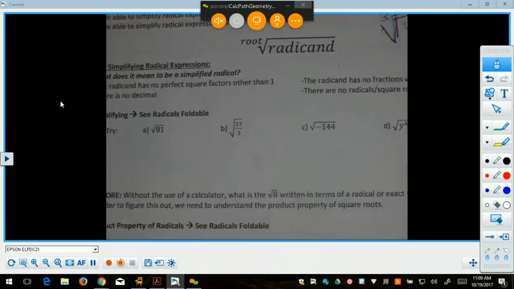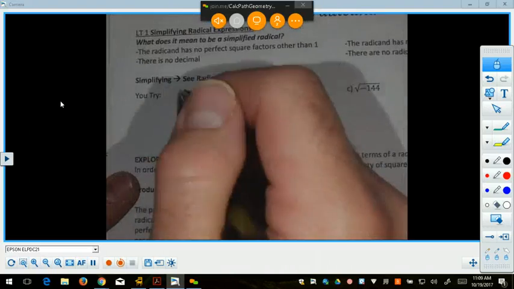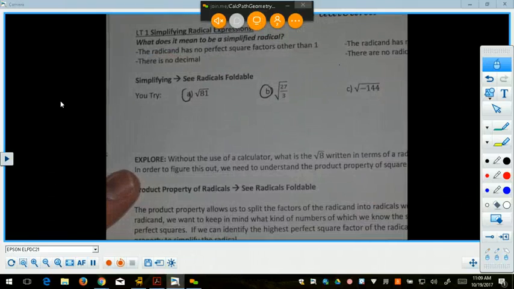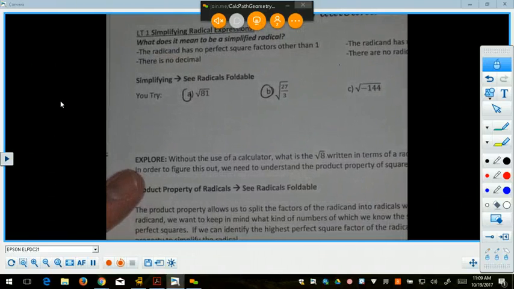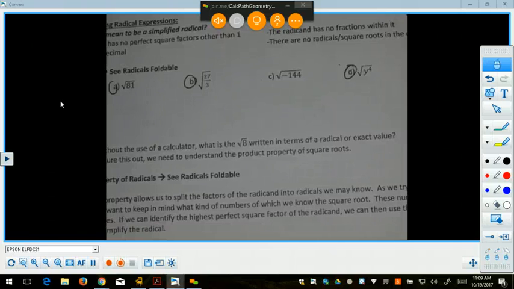So go ahead. Let's take a look at these problems. Go ahead and give letters A, B, and D a try. A, B, and D. We'll talk about C in a second.